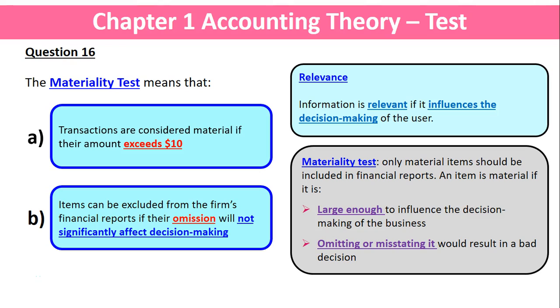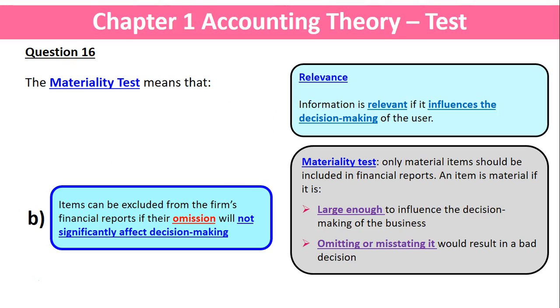There's nothing here about materiality saying if it's above $10 it goes in, if it's under $10 it goes out. The Reject Shop example showed that a company that's got hundreds of millions of dollars in revenue would still consider something that's worth $1 as very material. So we're going to get rid of option A. That leaves option B. The materiality test means items can be excluded if we think their omission will not significantly affect decision making.